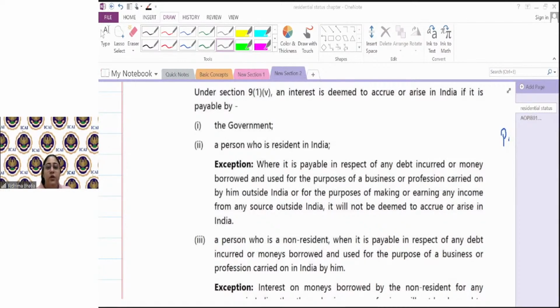Next type of income which we'll be discussing is royalty income. That when would royalty income be taxable? Totally same, guys, exactly same. You don't have to worry.